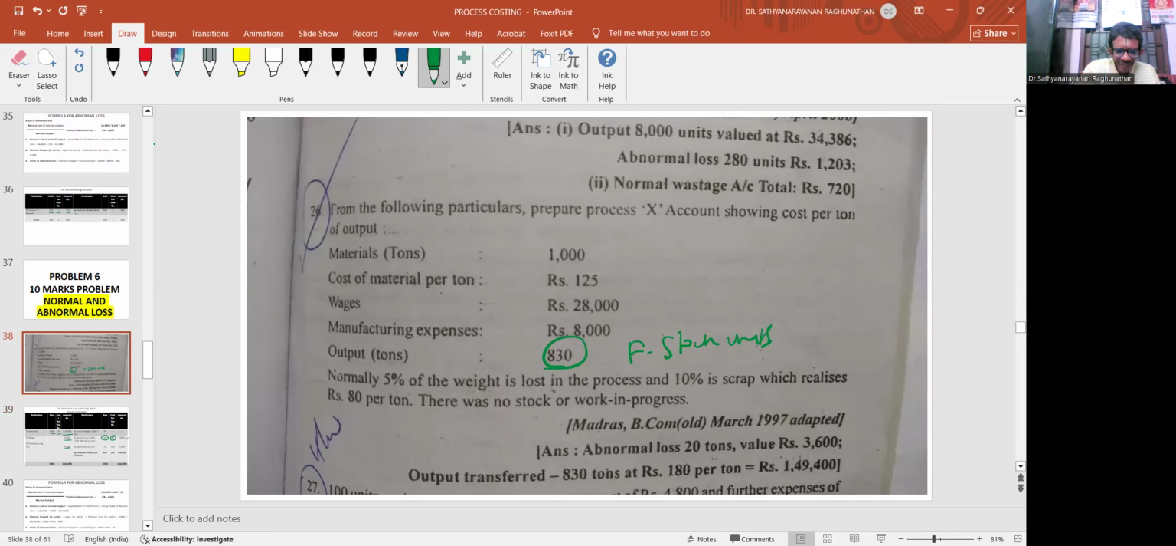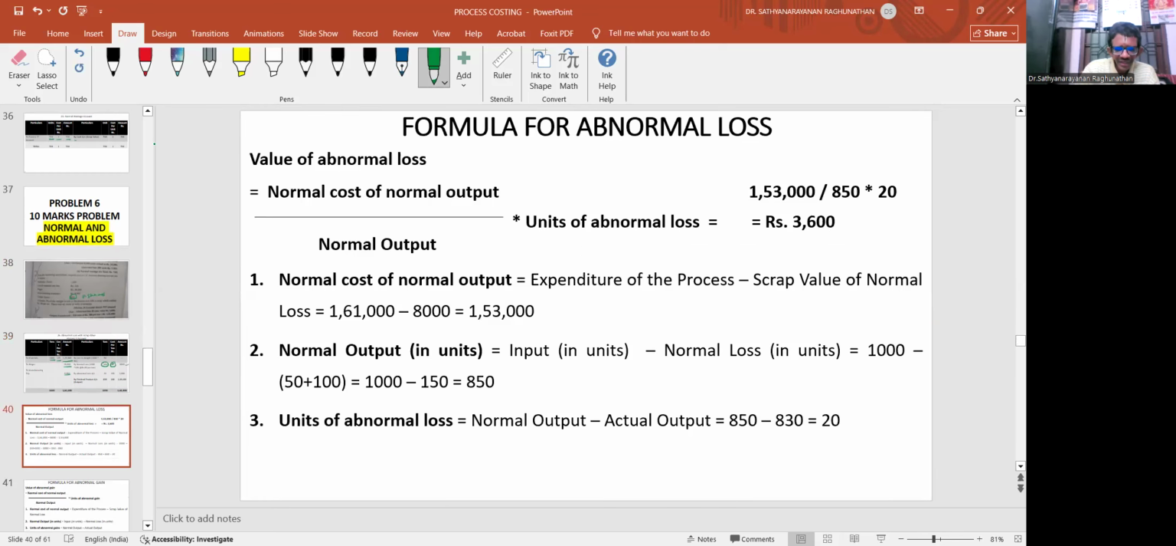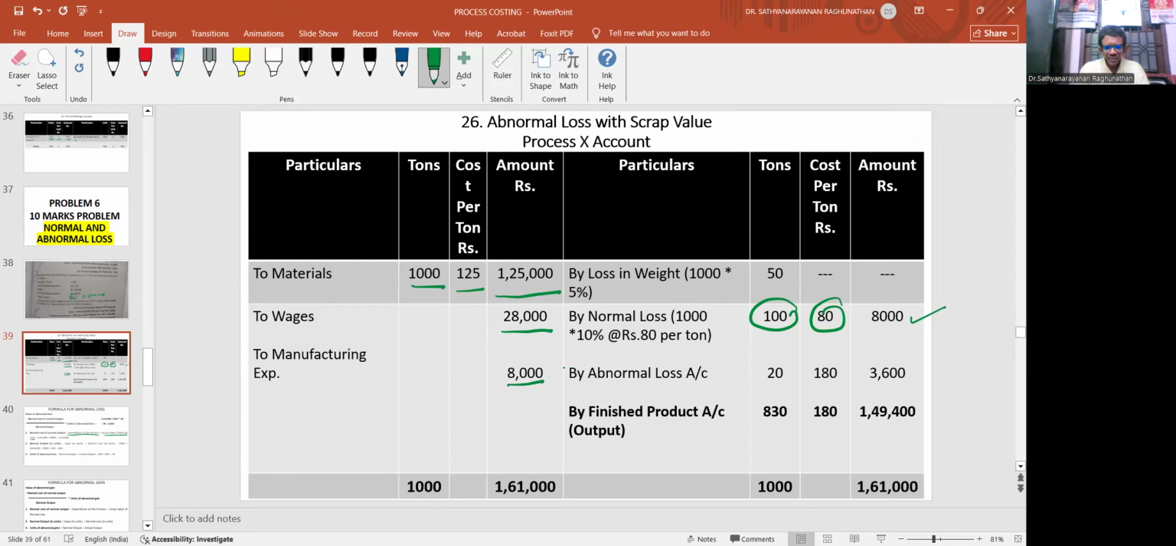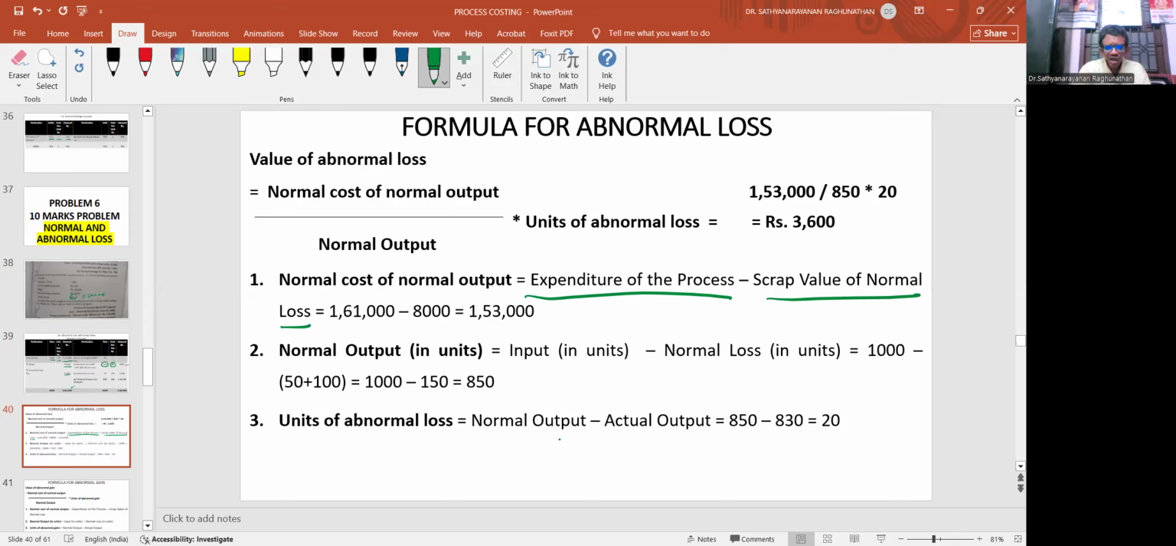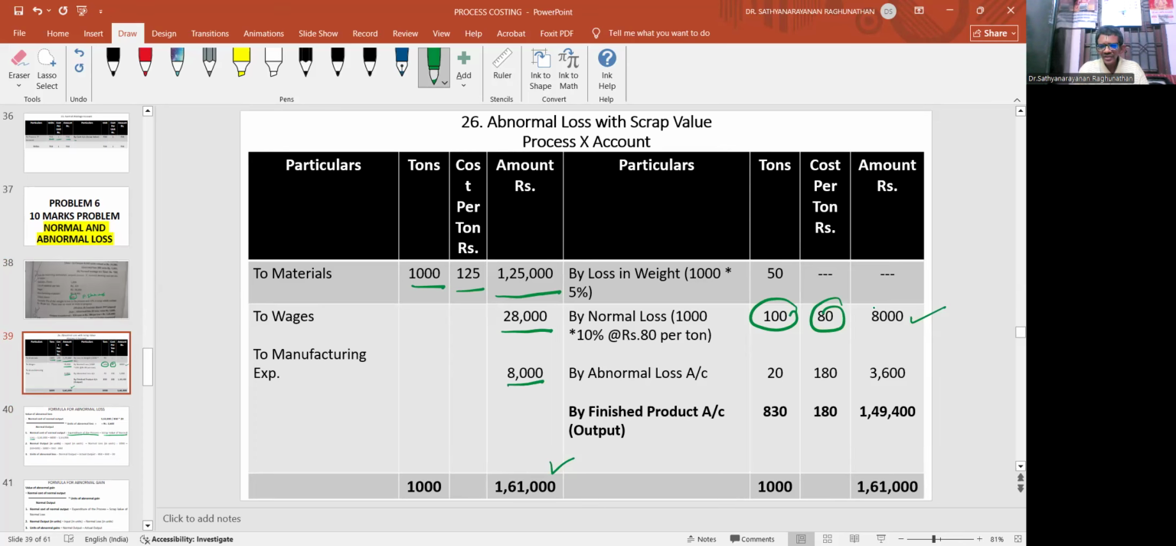The next one here is by abnormal loss. Here, the formula for the value of abnormal loss, you have to calculate: normal cost of normal output divided by normal output, into units of abnormal loss. Normal cost of normal output is equal to expenditure of the process minus scrap value of normal loss. That is, the debit side of the process account minus scrap value of the normal loss. Here, what is the debit side of the process account? 1,61,000 minus the scrap value of the normal loss. Scrap value means this 8,000.